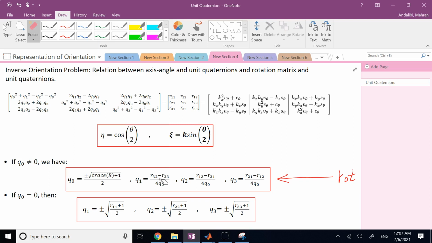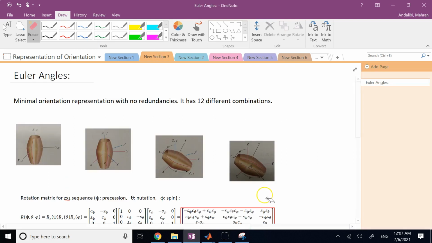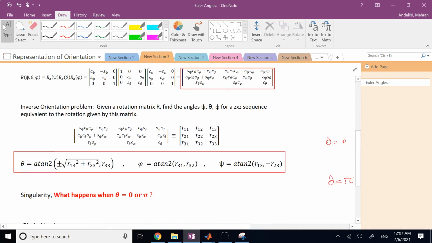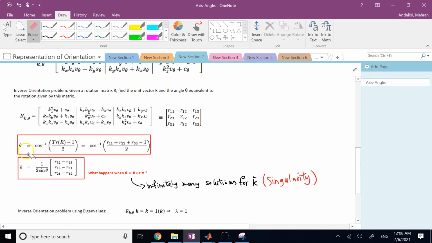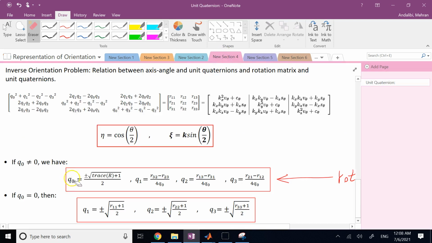Remember in previous cases when we had the Euler angle, when the mid angle became 0 or pi, you had singularity. You could not solve for all three of them uniquely. In axis angle, when the rotation angle theta became 0 or pi, again you had singularity. So here you might suspect that when this real part of the quaternion Q0 becomes 0, again I will get into trouble and get singularity. But as a matter of fact, not really in this case.